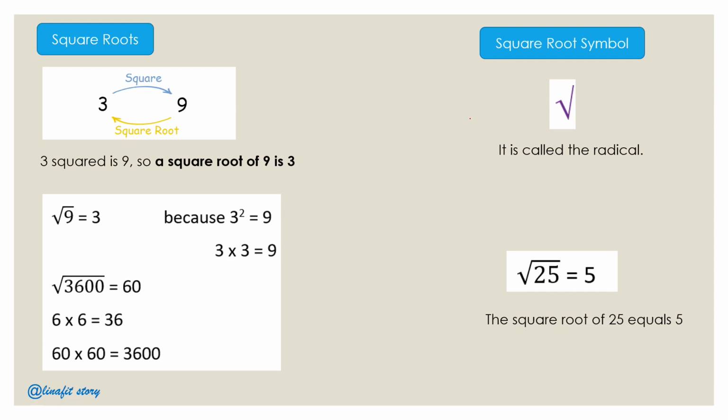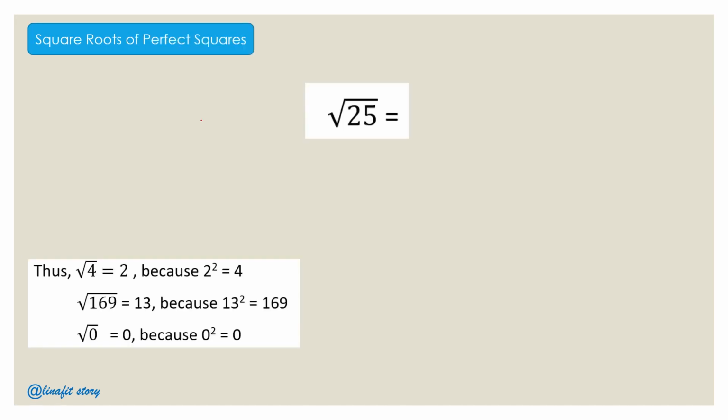This is the square root symbol. It is called the radical. This is the special symbol that means square root. The square root of 25 equals 5. The square root of a number is the number you can multiply by itself to give you that number. For example, find the square root of 25. Remember that 5 squared is 25. So, the square root of 25 is 5.